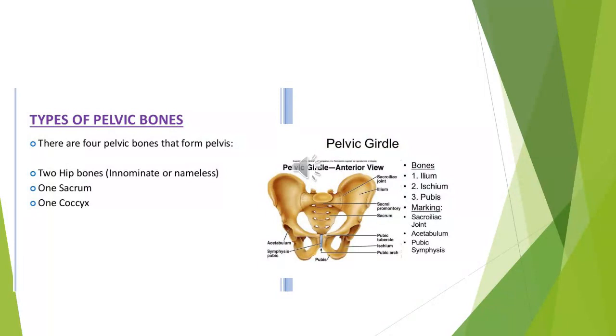The bony pelvis is formed by four bones united at four joints. The bones are the two hip bones in front and on the sides, and the sacrum and the coccyx behind.